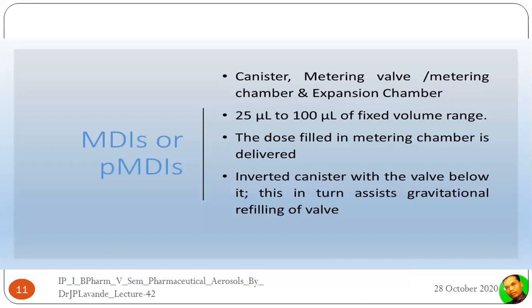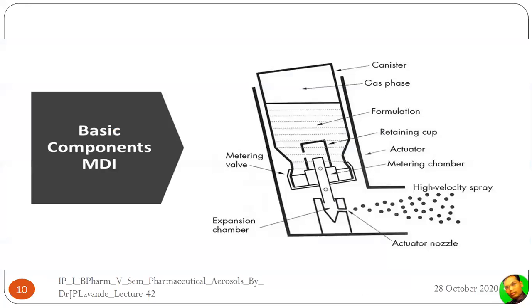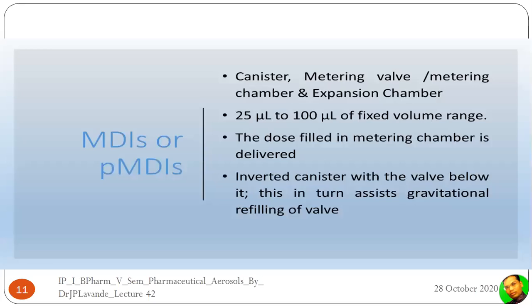The inverted canister has the valve below it, and this in turn assists the gravitational refilling of the valve. Because of the inverted nature of this canister, the gravitational pull carries out the process of filling of the metering chamber.